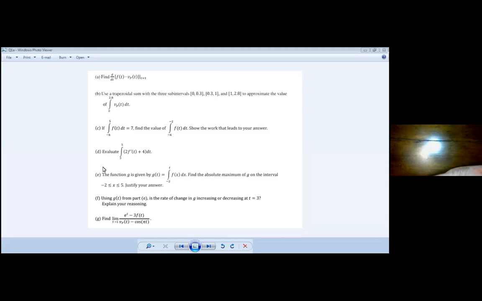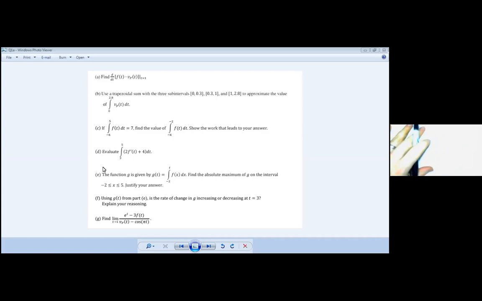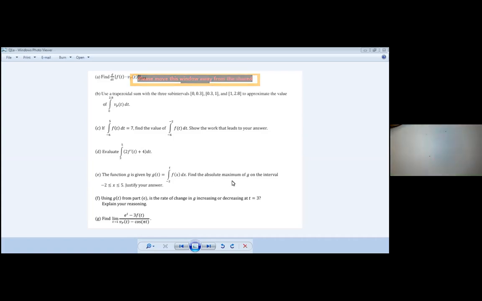Okay, so we had done A, B, C, and D last time that we had met. So I want to talk about E, absolute maximum. And this is a really important one. This is definitely 100% on free response somewhere. Find the absolute maximum.